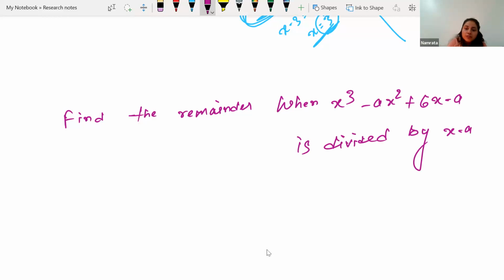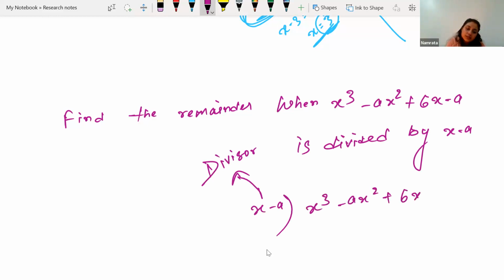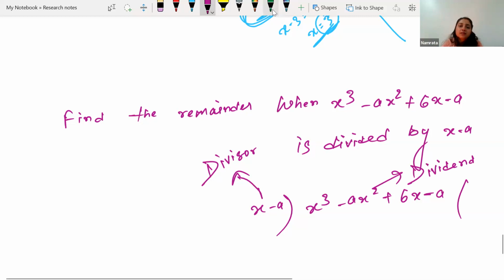Now here we know x minus a is the divisor, and we have to divide x cube minus ax square plus 6x minus a. This is called the dividend. We have to divide it, but not by the long division method. We will be applying the remainder theorem, and directly we will be getting the remainder.